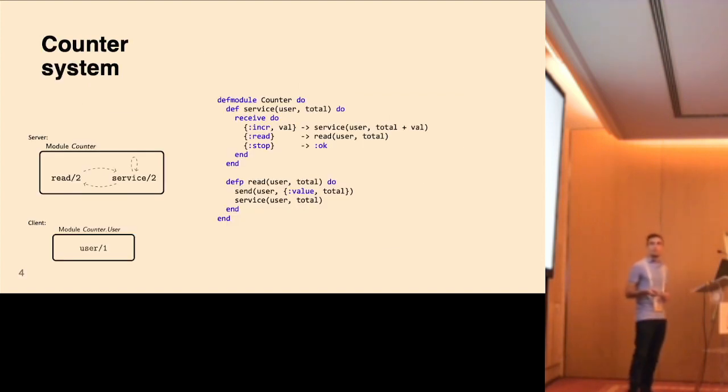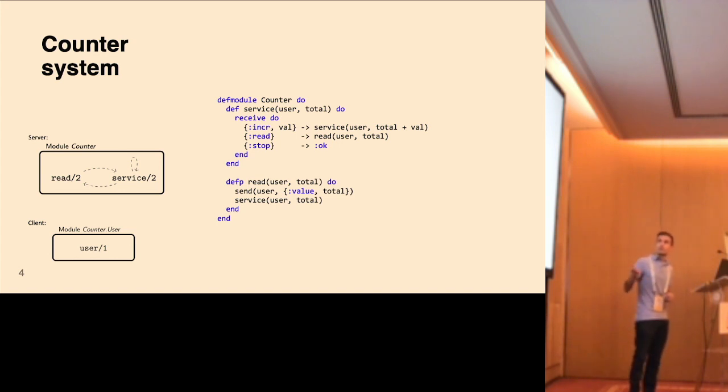So let's consider a simple example of a counter system. Here you have two processes, a server and the user, where the server keeps some running total. And on the other side, the user can, for example, either increment the total or read the current value, or else terminate the session.